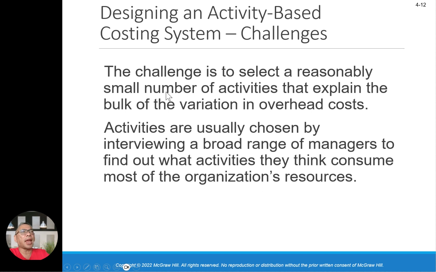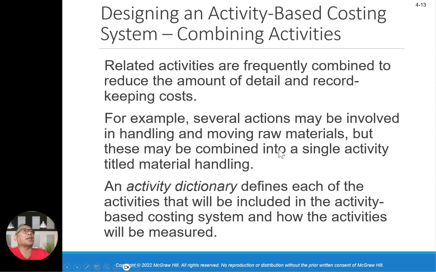The challenge is to select a reasonable number of activities that explain the bulk of the variation in the overhead cost. Okay, these are chosen by interviewing managers to find out the activities they think consume most of the organization's resources. Okay. All right, related activities are frequently combined to reduce the amount of detail and record keeping. For example, several actions may be involved in handling and moving raw materials, but these may be combined into a single activity titled material handling.